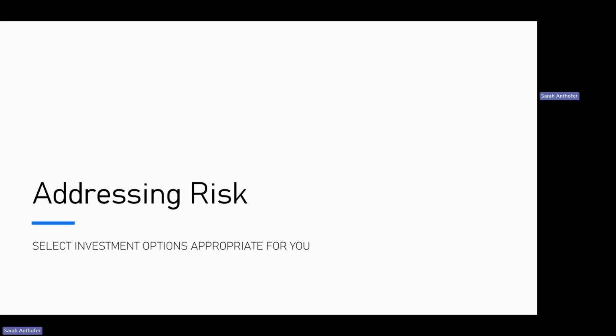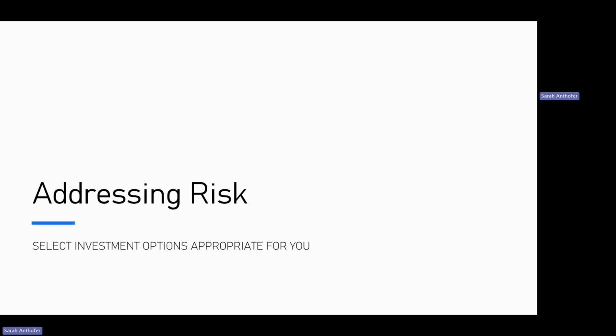So now that we've talked through those basics of, are we investing in something that's qualified or non-qualified? We've talked about kind of investment basics: cash, stocks, bonds, mutual funds, ETFs. Now we need to talk about addressing risks. How do I know what kind of risk is appropriate for me?